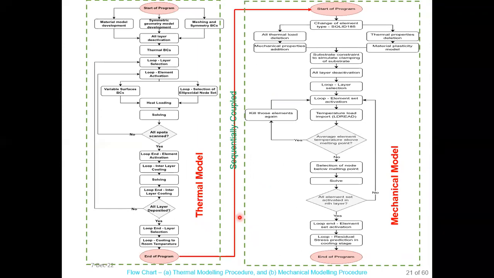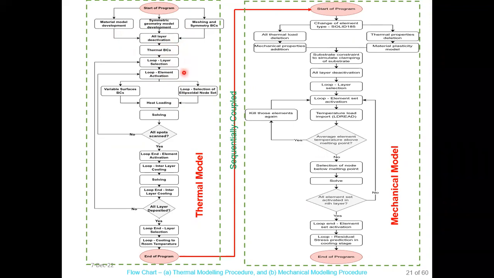This slide shows a complete flow chart of the thermal model and mechanical model. Here we have to do material modeling, geometric modeling, and other pre-processing procedures. As part of the element activation and deactivation algorithm, we have to deactivate all the layers associated with the deposition zone. After that, the thermal boundary condition.